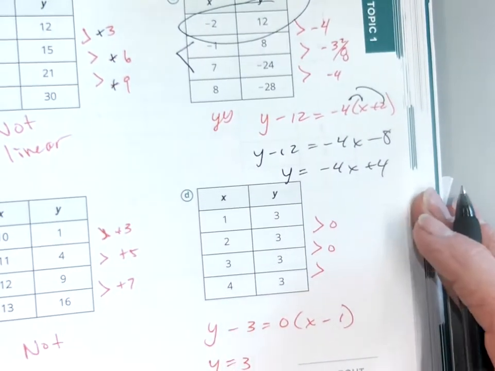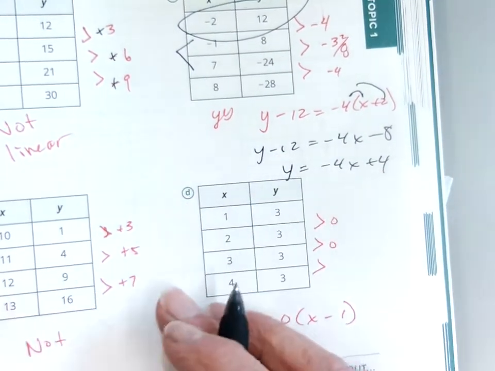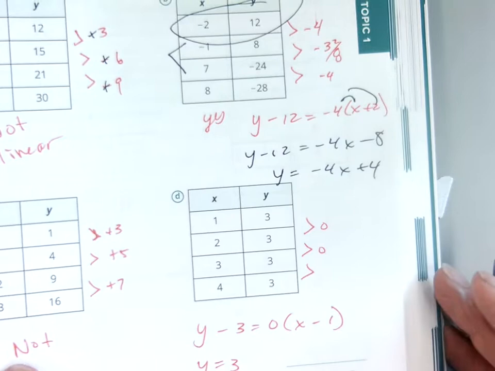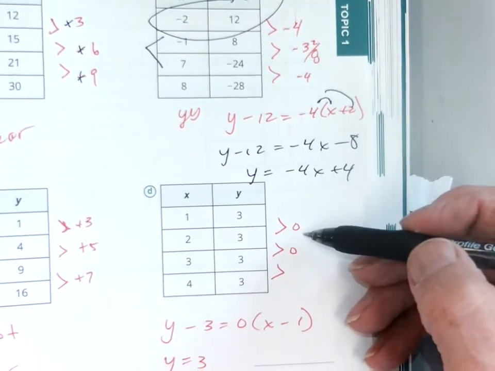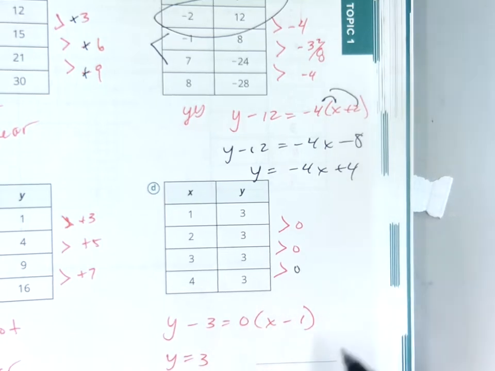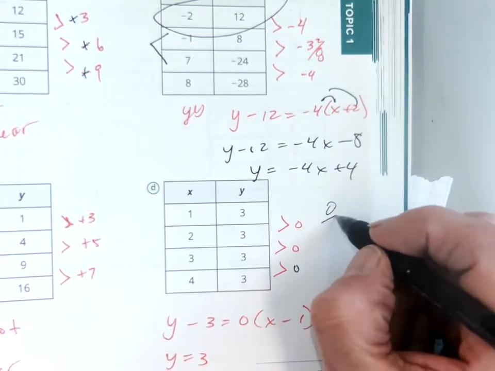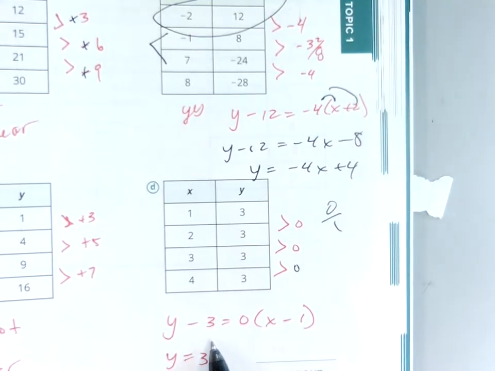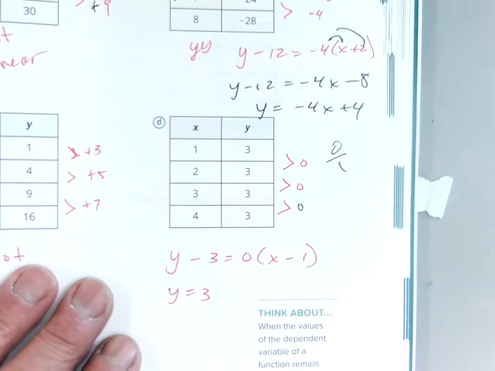Okay, I looked at C. It goes up by 3, up by 5, up by 7. It's not linear, so we don't care. D is a little tricky, but it does go up by the same amount. It goes up by 0, up by 0, up by 0. So the slope is 0, up 0 over 1. And again, I used my equation, and I ended up with the equation y equals 3.